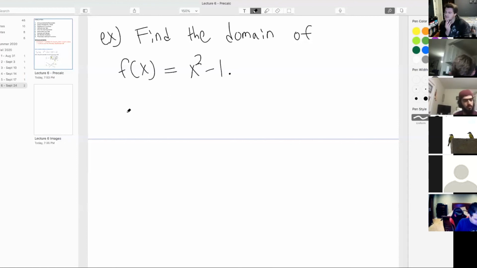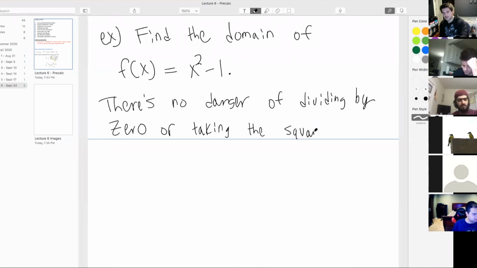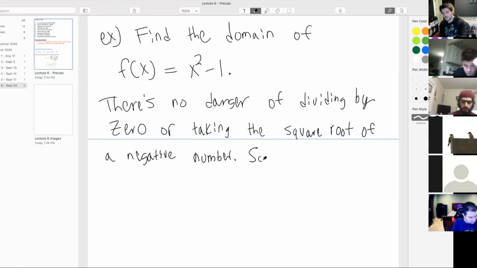Let me write that quickly. There's no danger of dividing by 0 or taking the square root of a negative number, so all numbers are in the domain.